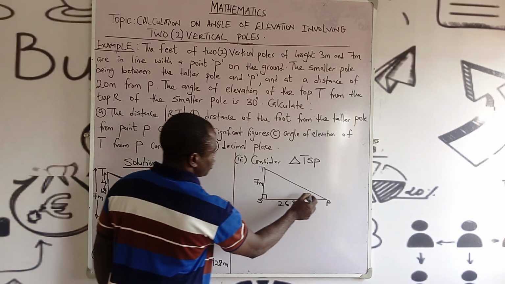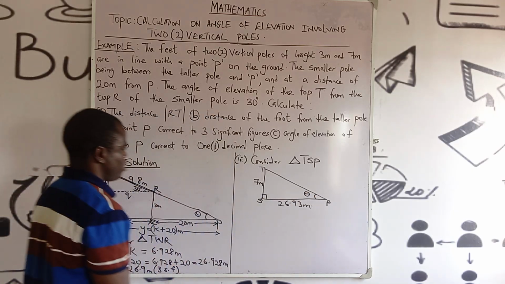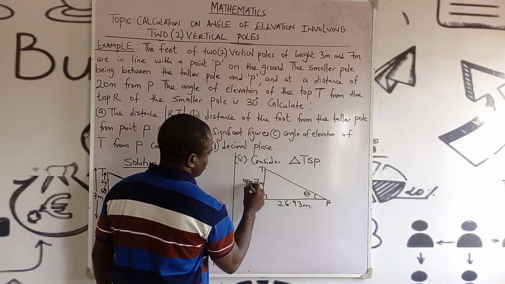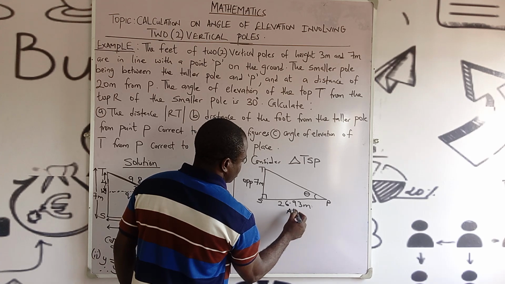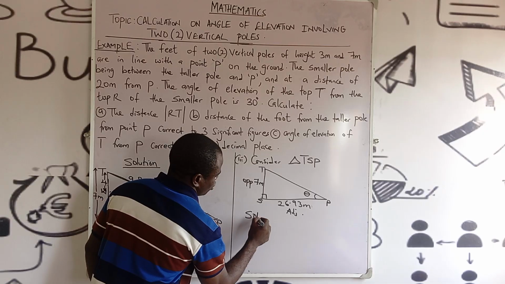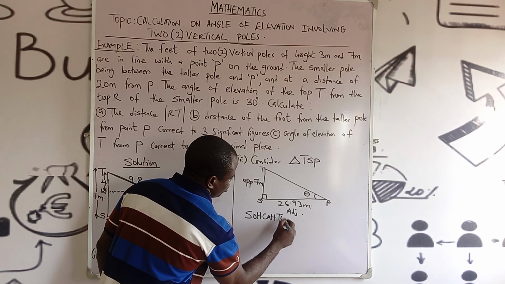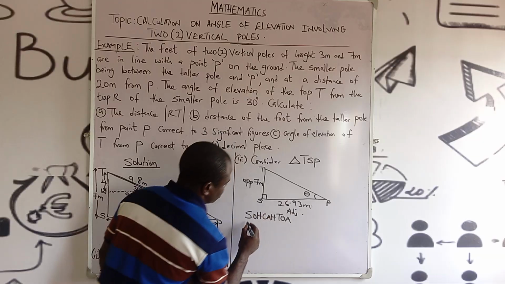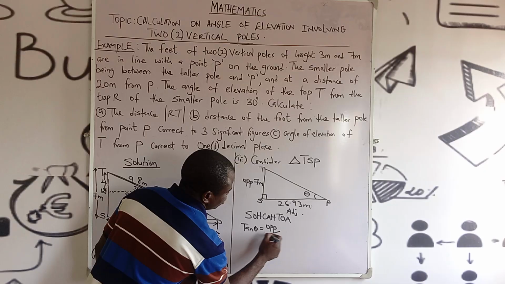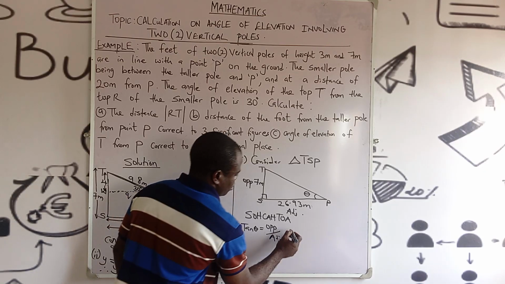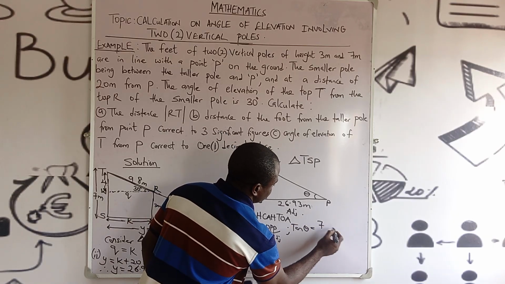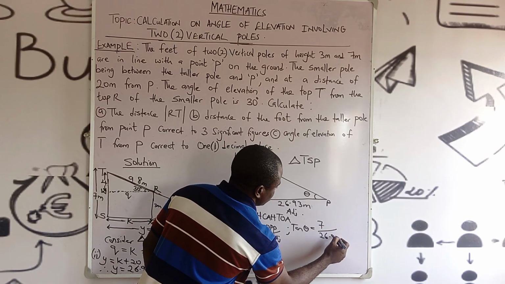Likewise, you are looking for the angle theta. Don't forget that this is our opposite. So this angle is our adjacent. We use the SOHCAHTOA. But you're having opposite and adjacent. You now say tan theta equals opposite over adjacent. Now tan theta equals opposite, 7 divided by 26.93.